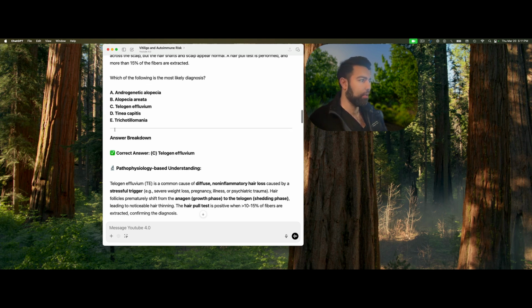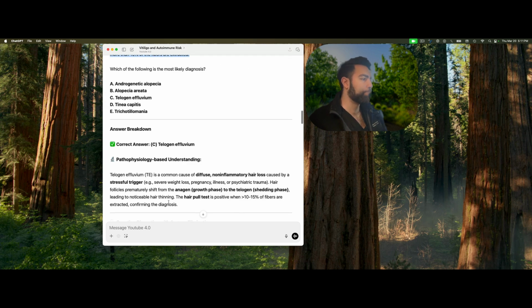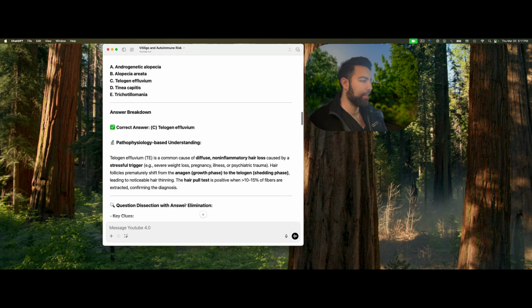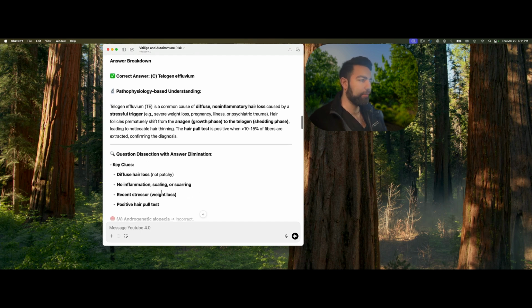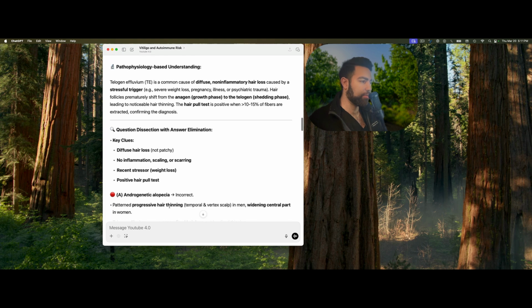The hair pull test is positive when greater than 10 to 15% of fibers are extracted, which really would confirm the diagnosis. So this could have been held back and then they say what would be your next best step to diagnose, and you say hair pull test. So that's another way you could be tested there. The key clue is the diffuse hair loss, with no inflammation, scarring, or scaling. There's a recent stressor with weight loss and exercise. The positive hair pull test basically just hits it on the nail right there.